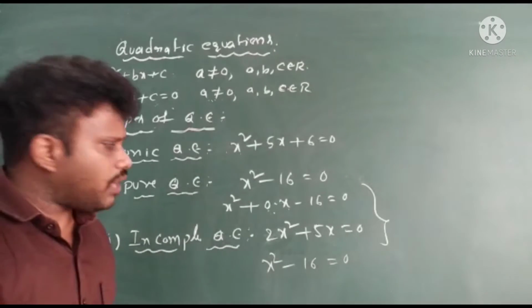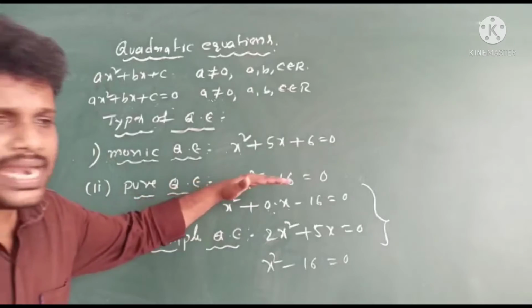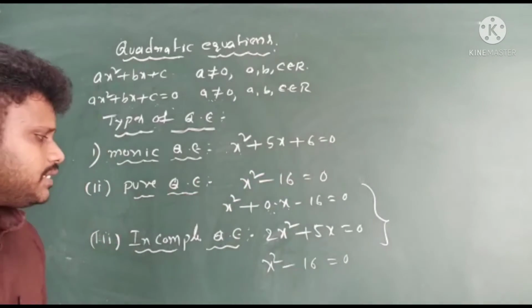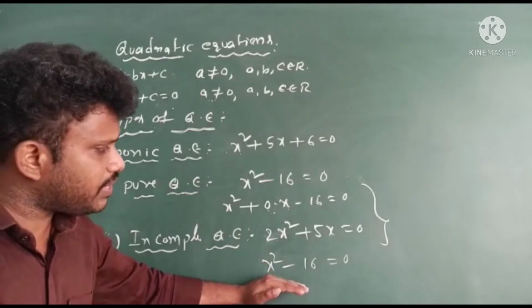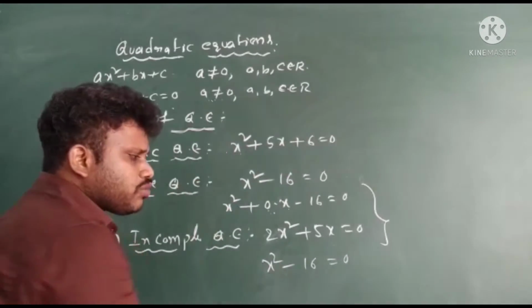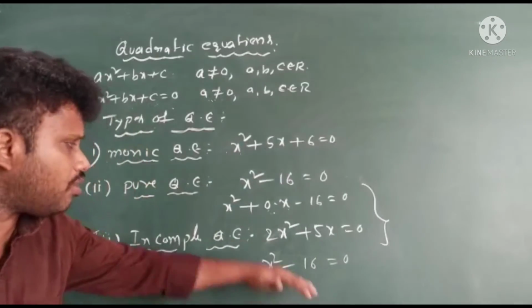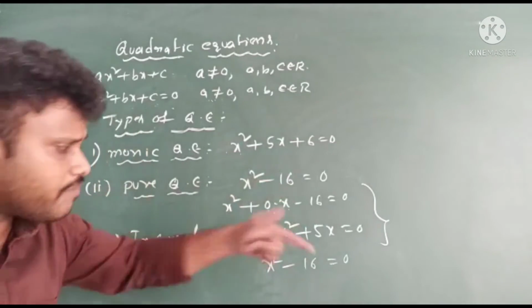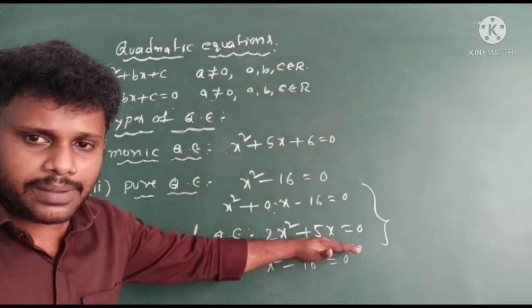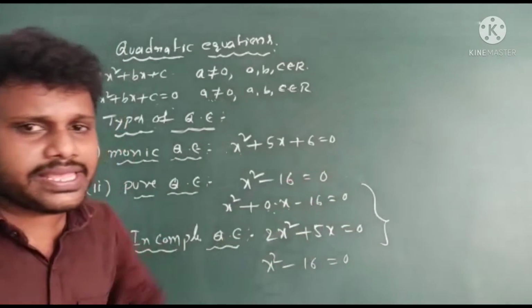Now the conclusion is, every pure quadratic equation is an incomplete quadratic equation. But every incomplete quadratic equation need not be a pure quadratic equation. For suppose x square minus 16 is incomplete, which is called a pure quadratic equation also. But when it comes to 2x square plus 5x is equal to 0, it is incomplete, but it is not called a pure quadratic equation.